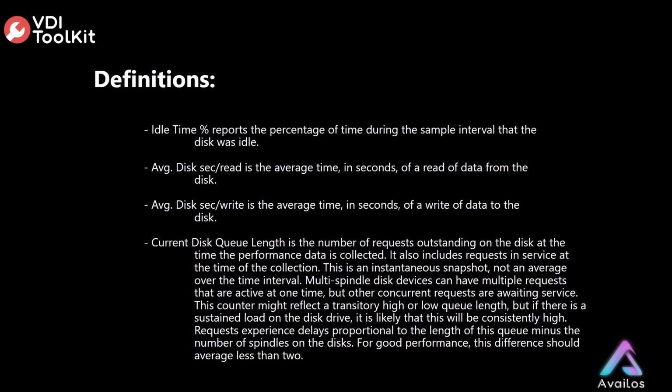And lastly, the current disk queue length is the number of requests outstanding on the disk at the time the performance data is collected. It also includes requests in service at the time of collection. This is an instantaneous snapshot and not an average over the time interval.